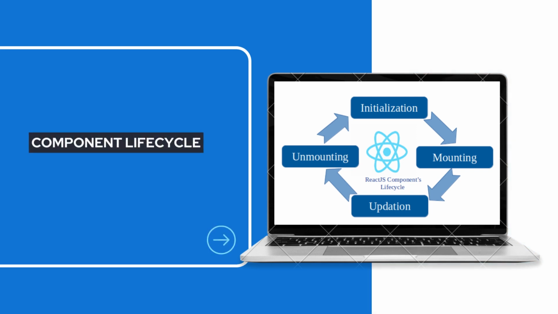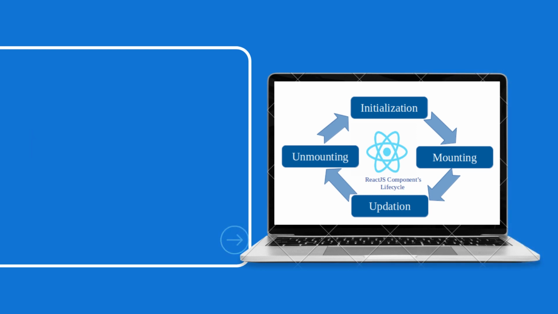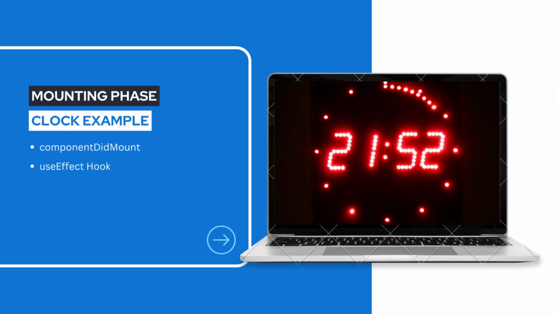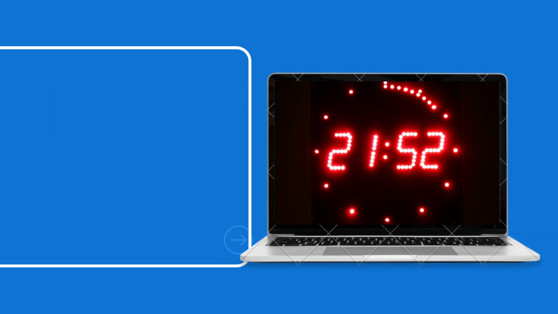The first phase in any component lifecycle is the mounting phase. During the mounting phase, our clock component is being created and inserted into the DOM. In a class-based component, we can use the componentDidMount method to start a timer that updates every second. And in a functional component, we achieve the same effect with useEffect. So let's see how we can implement it.